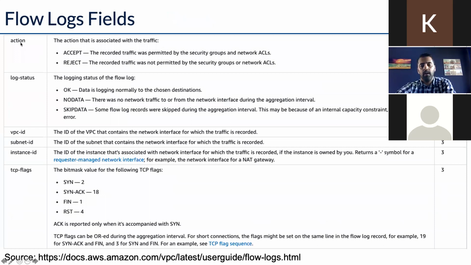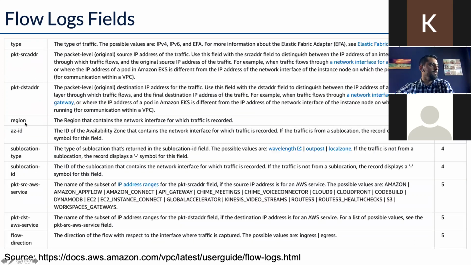As you can see, there are too many flow fields. You have action, which is the action of that traffic log, whether it was accepted or blocked, depending on the policies applying at the VPC or the security groups. The status, the TCP flags, the region, it is very, very comprehensive.